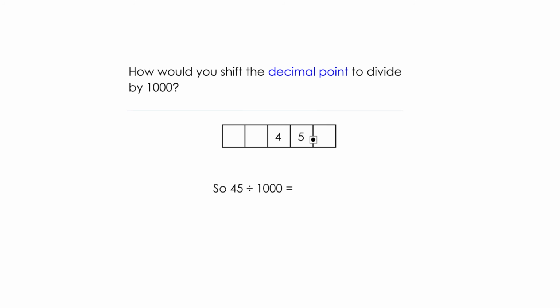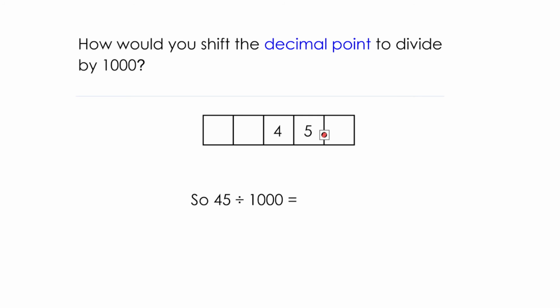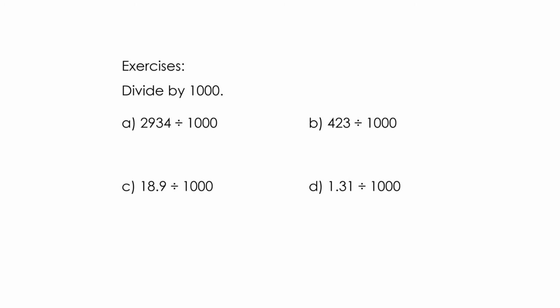So how would you shift the decimal point to divide by 1,000? So remember, we're going to the left, and there's 3 zeros. 1, 2, 3. The decimal will go right here. We can't leave an empty area, so we have to put a 0, and we put a 0 at the beginning. So there's your answer, 0.045.